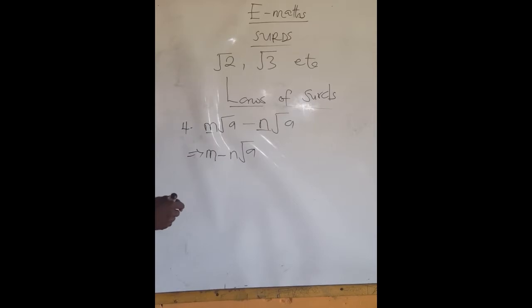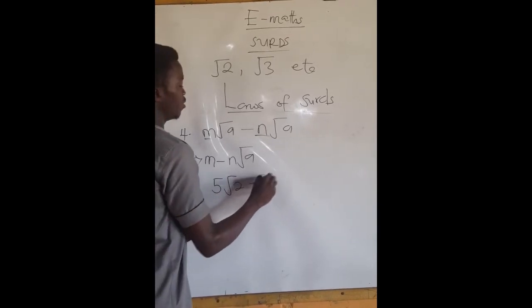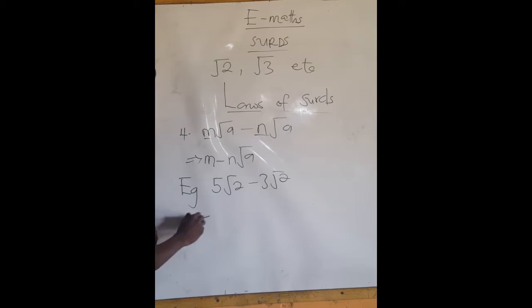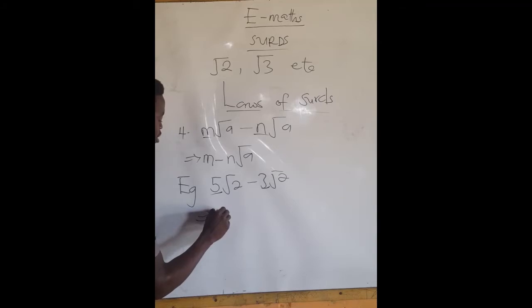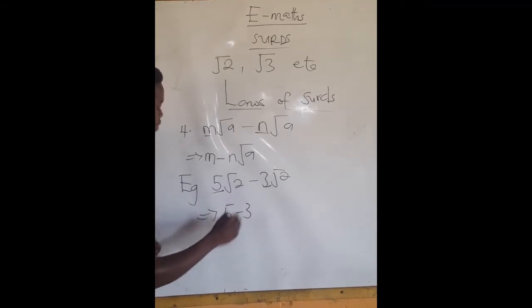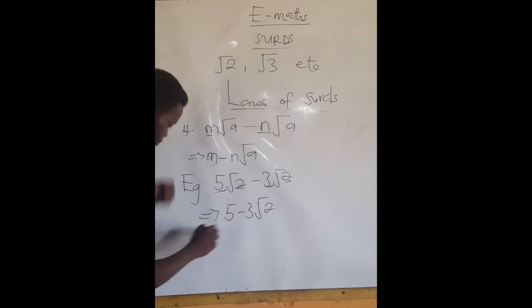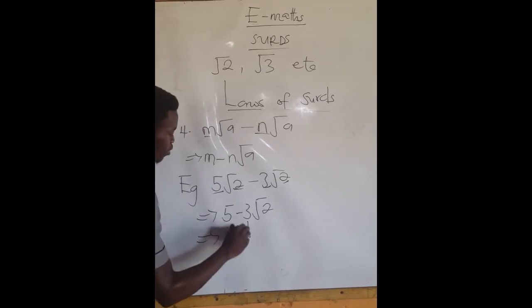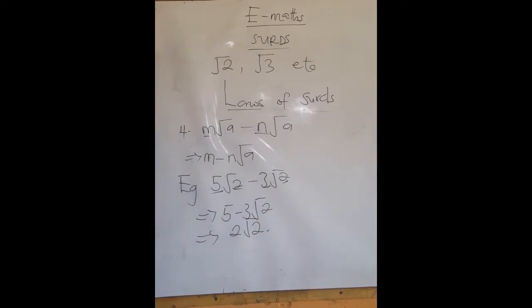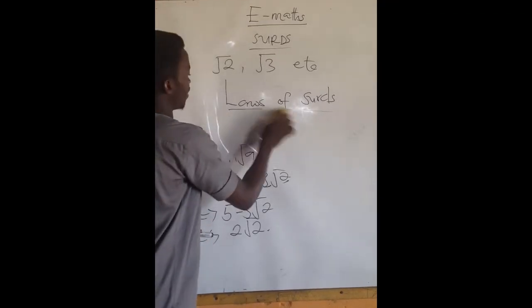So this is also going to give us m minus n times root a. Example, let's take 5 root 2 minus 3 root 2. Here we pick the numbers outside the square root, which are 5 and 3. We are going to get 5 minus 3. Since we have the same numbers in the square root, we take one of them. So 5 minus 3 gives 2. Then your root 2. Okay, let's take law number 5.